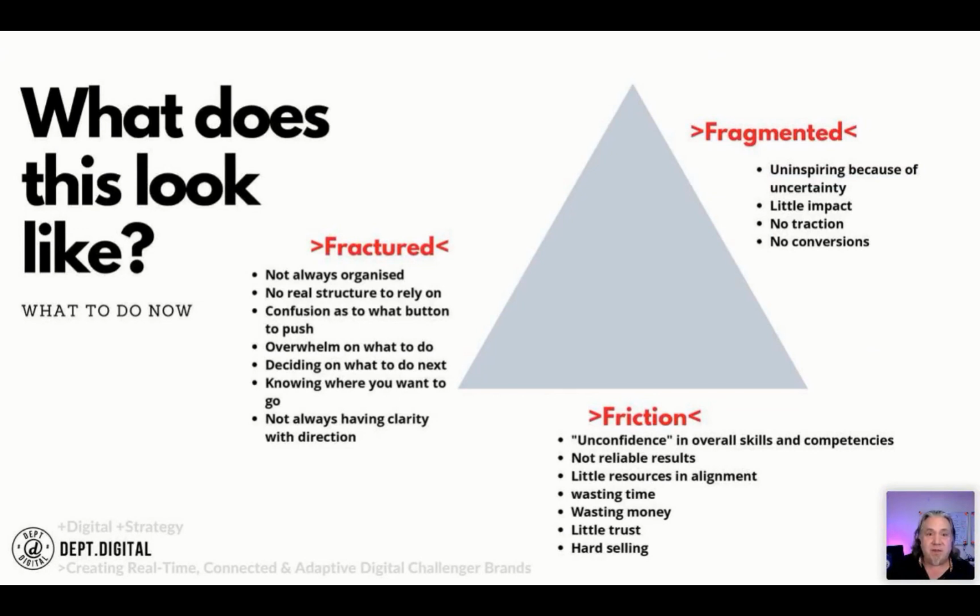So what does this look like? Again, fractured is not always organized, no real structure to rely on, confusion as to what button to push, overwhelm on what to do, deciding on what to do next, knowing where you want to go, etc. Being fragmented, what does this look like? It's uninspiring because of uncertainty. There's little impact, there's no traction, there's no conversions. And then friction, that's exhibited by unconfidence in overall skills and competencies, no reliable results, little resources in alignment, wasting time, wasting money, little trust as well, finding the right people for the right job, and then getting into that hard selling. And we all know that nobody really likes doing that.